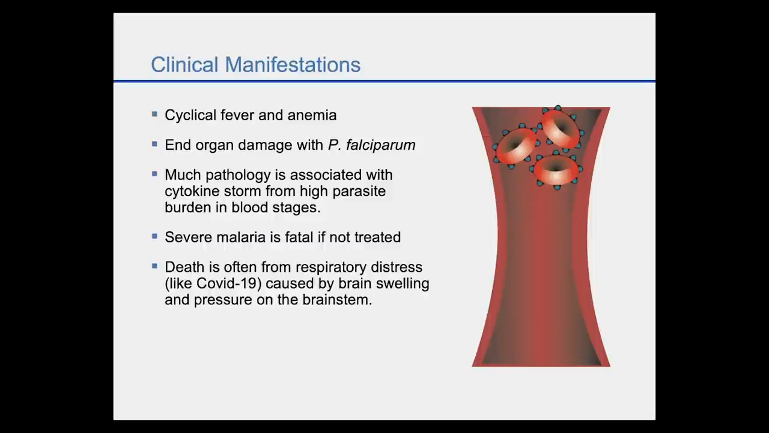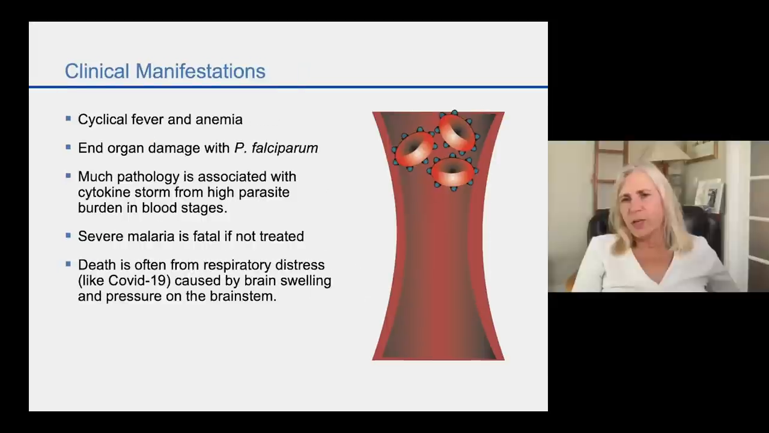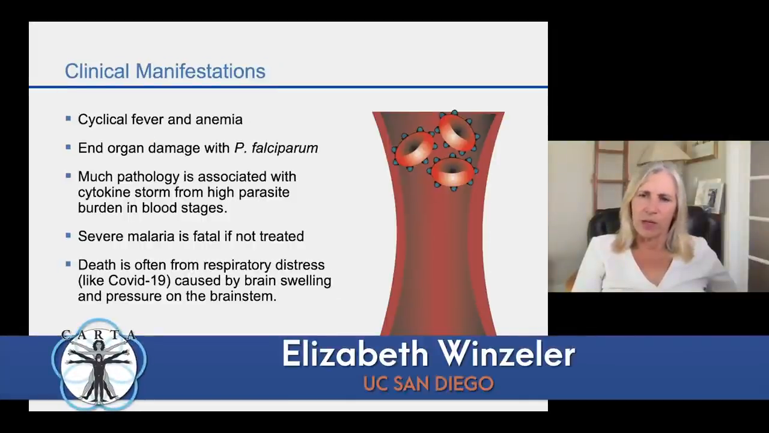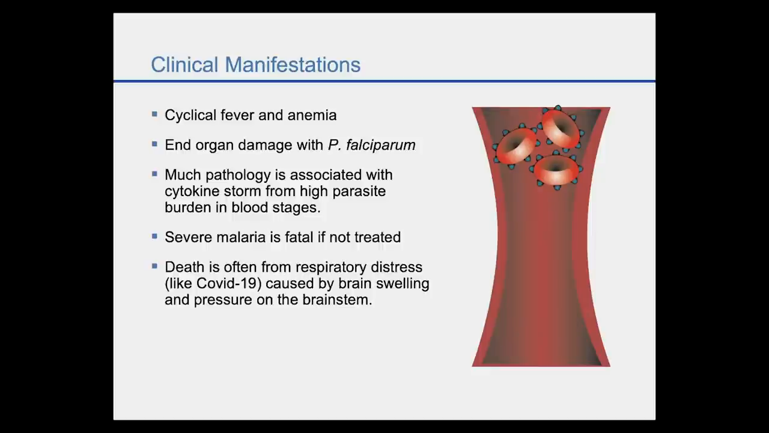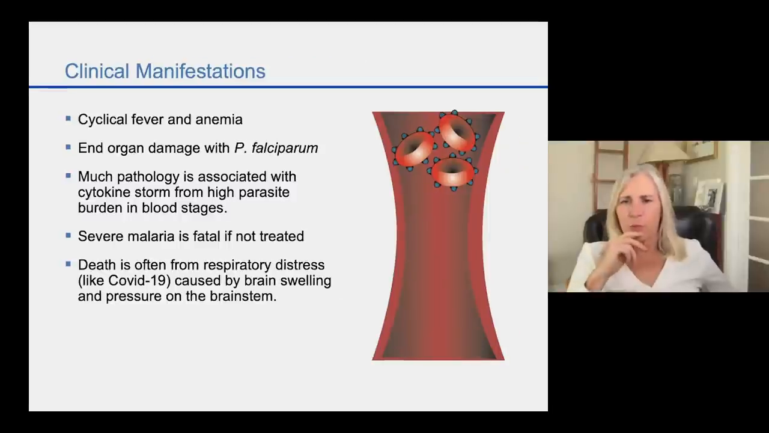Death is often from respiratory distress, similar to what you get with COVID-19, and it's caused by brain swelling and pressure on the brainstem. And the reason that you have brain swelling with malaria is because the parasites alter the surface of an infected erythrocyte to help with their survival. So in addition to modifying the erythrocyte so they can eat the hemoglobin in it, they will also send out projections that make the erythrocyte sticky. And these sticky erythrocytes will cytoadhere to the capillaries primarily in your brain, and this allows them to avoid clearance in your spleen. The problem with this is that it ultimately can produce neurological symptoms and brain swelling, which ultimately can lead to death.